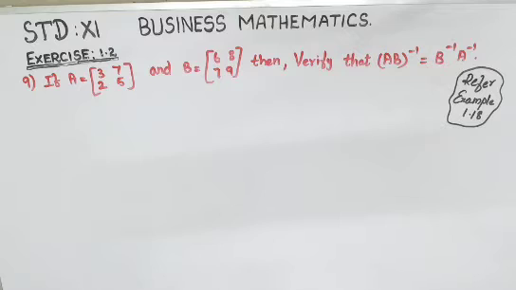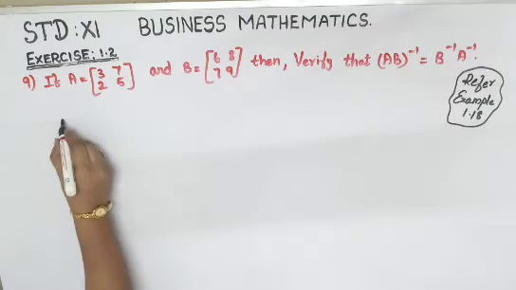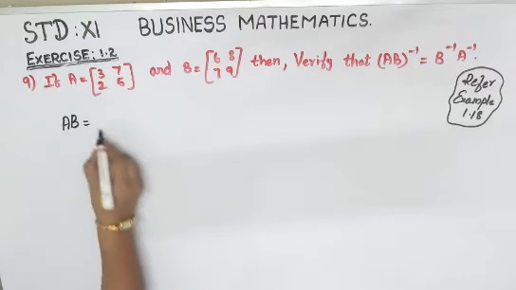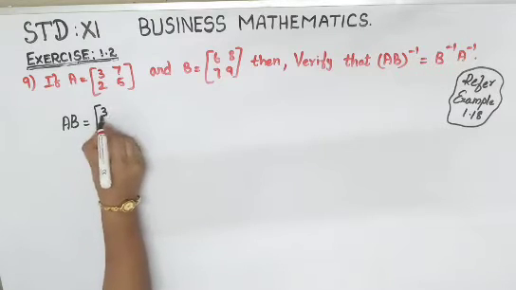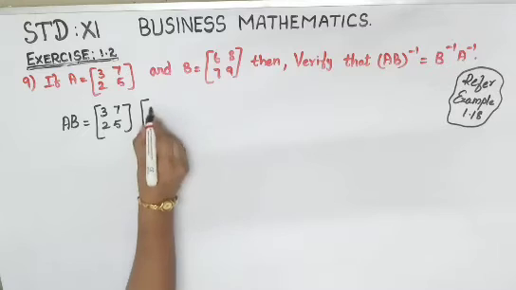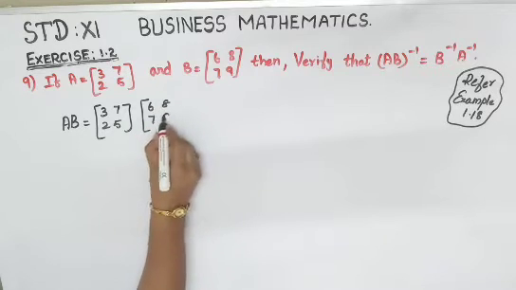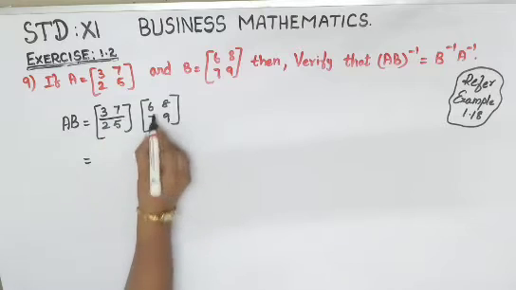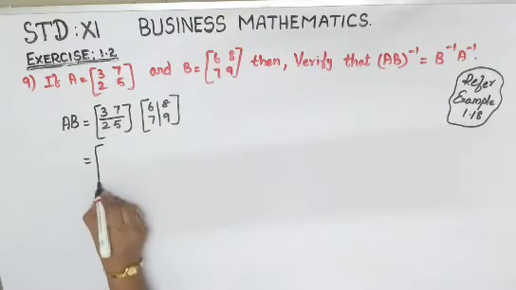So first, to prove your left hand side, (AB) inverse, you will have to find it. For that you will find AB first. So AB is equal to, first write your A, 3 7 2 5, and your B, 6 8 7 9. Just do normal multiplication, first row first column.